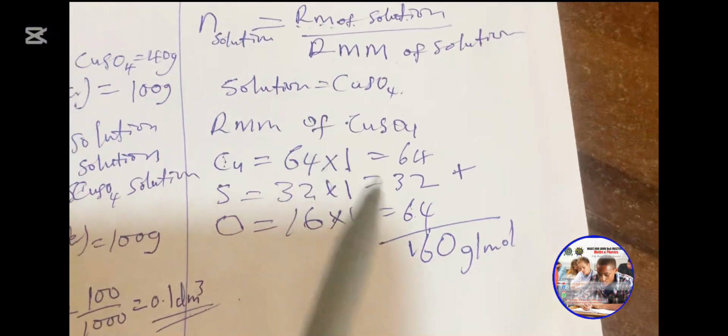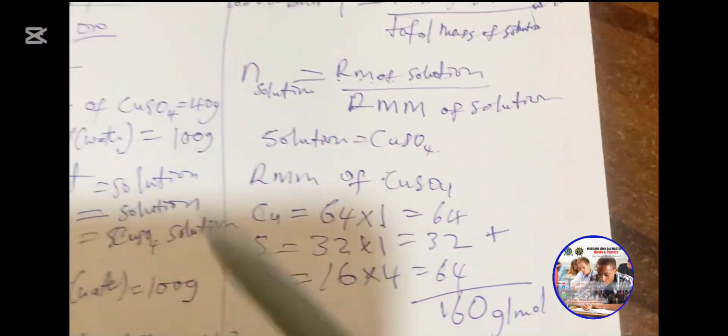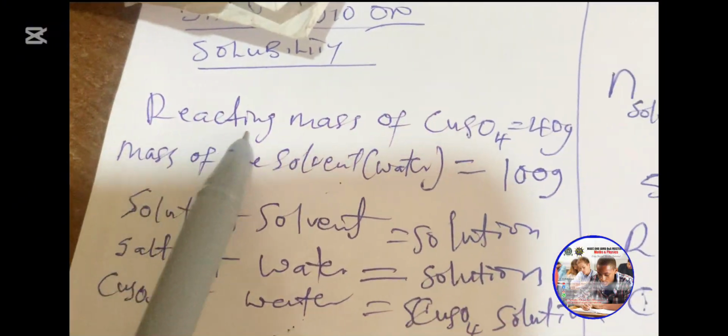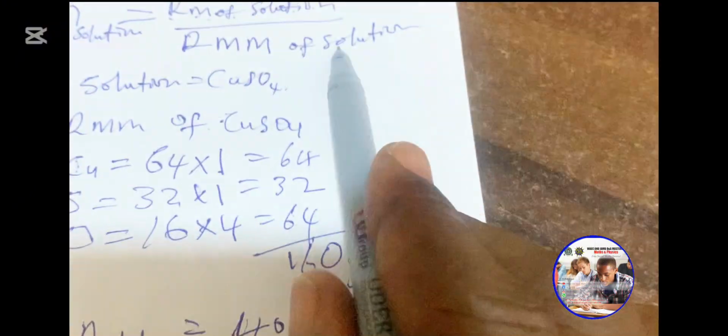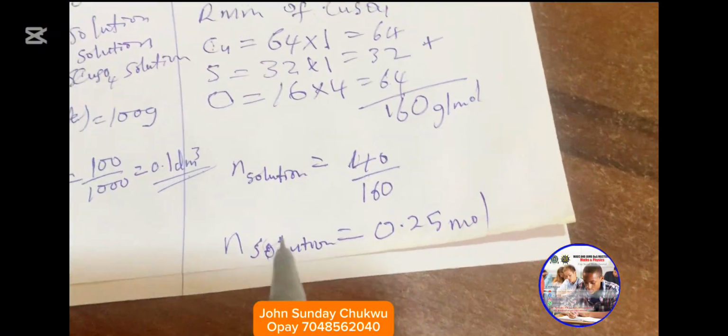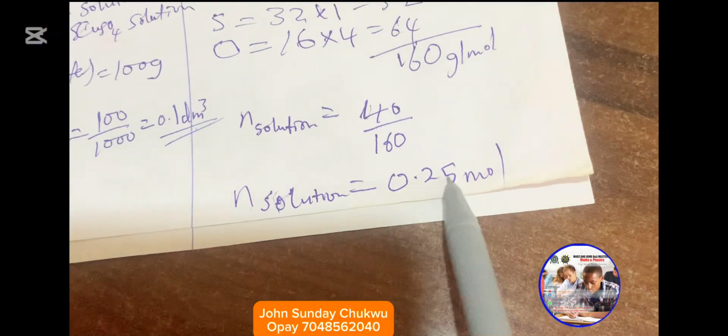So now we are going to substitute this into this to get our number of mole. Number of mole of solution will be reacting mass of copper sulfide, which is 40, all over the relative molecular mass of the solution, which is 160. When you divide this, you are going to have 0.25 mole. So the number of mole of the copper sulfide is 0.25 mole.